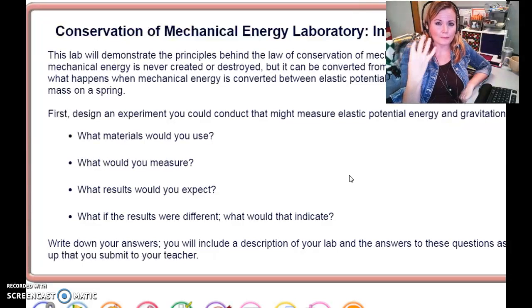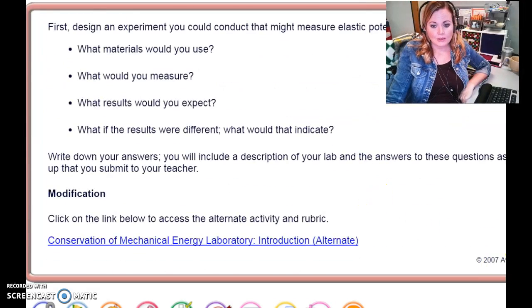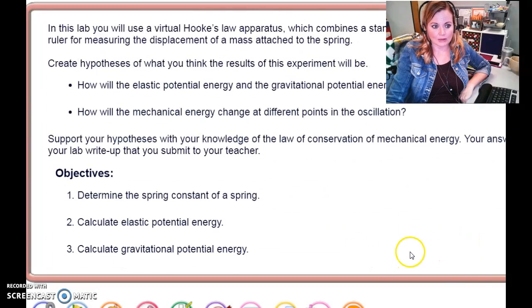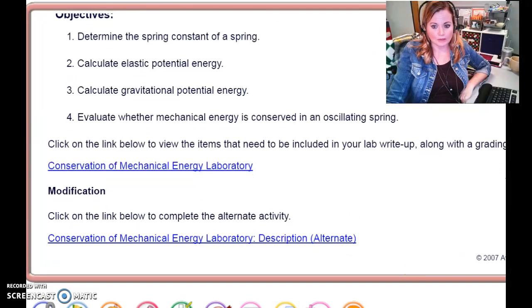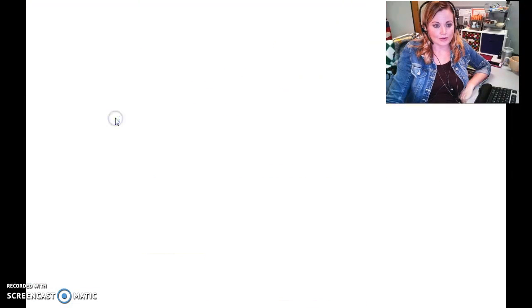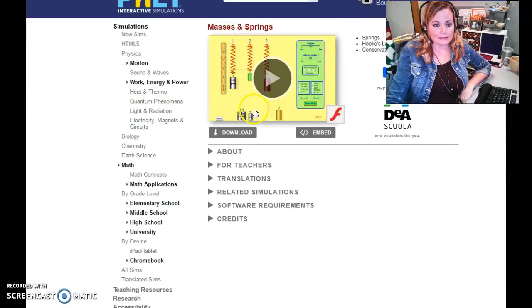Those are the four main areas, but be very specific about what you could measure wrong, what you could calculate wrong, how the equipment might malfunction, and even including maybe some external variables that weren't properly controlled. So that's the first portion. Then, of course, you're going to make your hypothesis here, and I'm not going to go through this with you because you understand this stuff pretty well. You're not doing the modification. You will be clicking on the masses and springs here to bring up the PhET simulation.